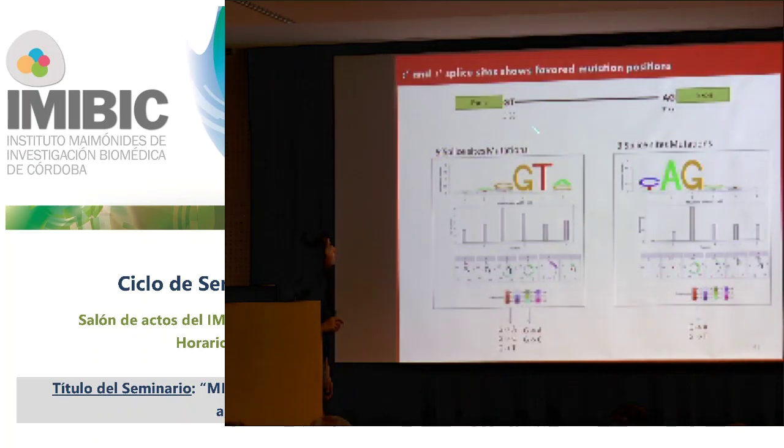Again, for the 5' and 3' splice sites, you see GT and AG are the known core motifs, which is here. However, there are mutations happening on the next sequence bases as well.